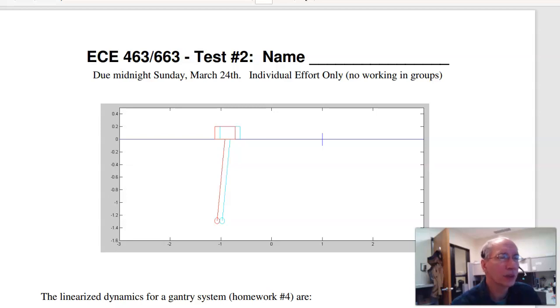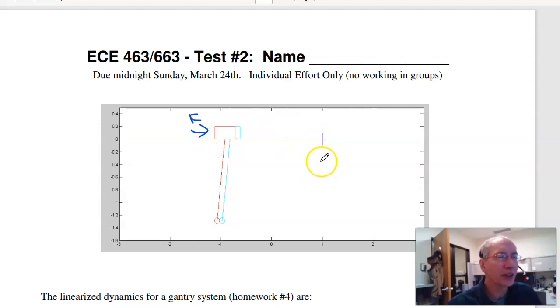Here are solutions to test number 2 for ECE 463 Modern Control. Now, the goal of this homework is to take a gantry system like this. This is a mass that you're pushing on with a force. So here's your force. Attached to it is a pendulum. Get it to go from point A to point B without swinging too much.